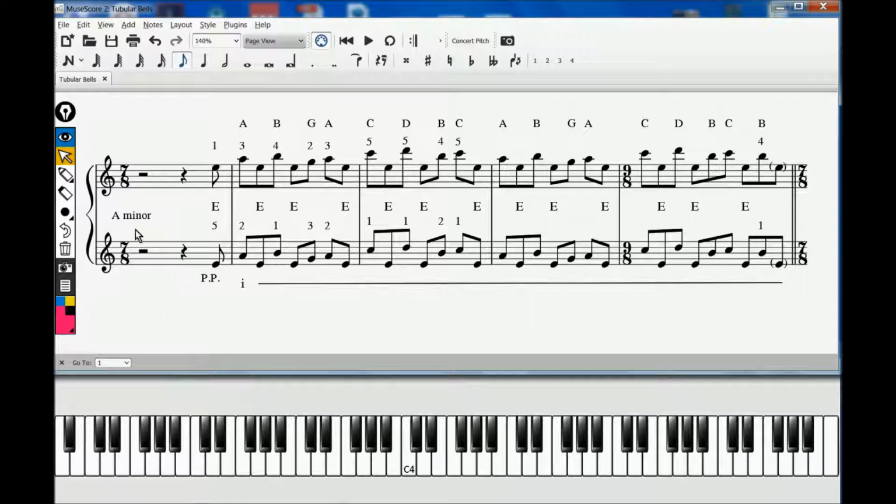Here we are using the treble clef for both the right hand and the left hand. There is no key signature, and the initial time signature is 7/8. That means that there are 7 pulses of eighth notes in each measure.